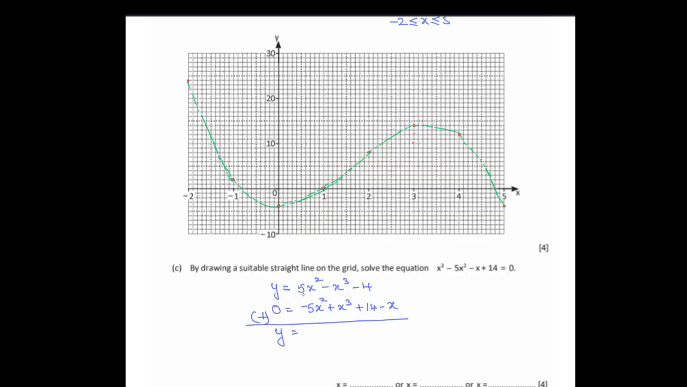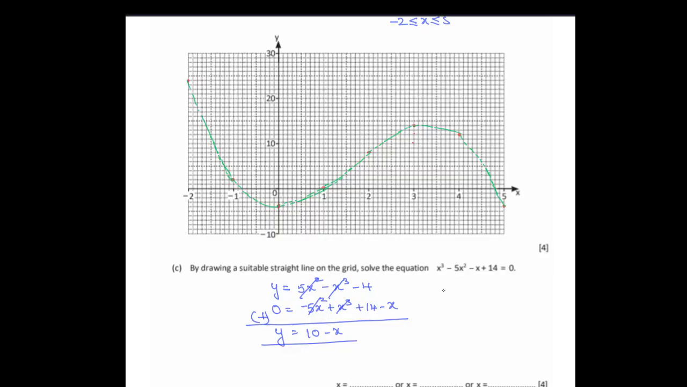5 minus 5x square, minus 5x square cancel, 0. These two also get cancelled. Minus 4 plus 14 is 10 minus x. So we got an equation which is a linear equation, that is, we can draw a straight line using this.